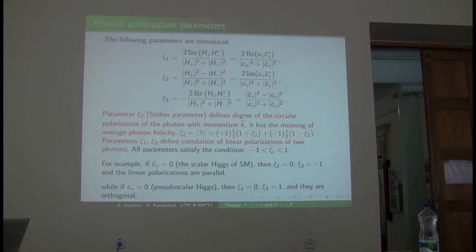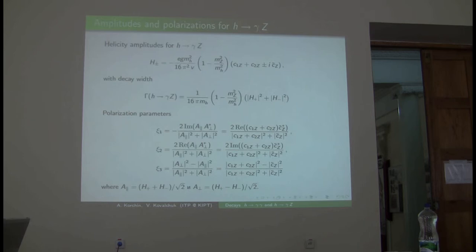For example, if we have the pure standard model with a scalar Higgs, then this parameter is zero, and then psi 1 is zero, psi 3 is minus 1, and the linear polarizations are perpendicular. If instead C gamma is zero and we have a pseudoscalar Higgs, then psi 1 is zero, psi 3 is plus 1, and they are parallel. The question is, okay, now let me come to the second process.